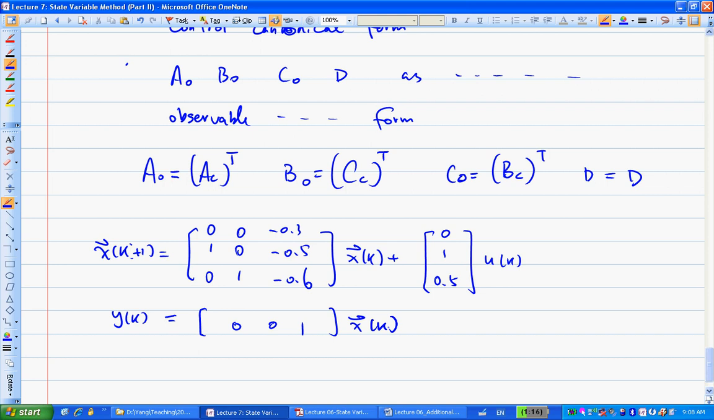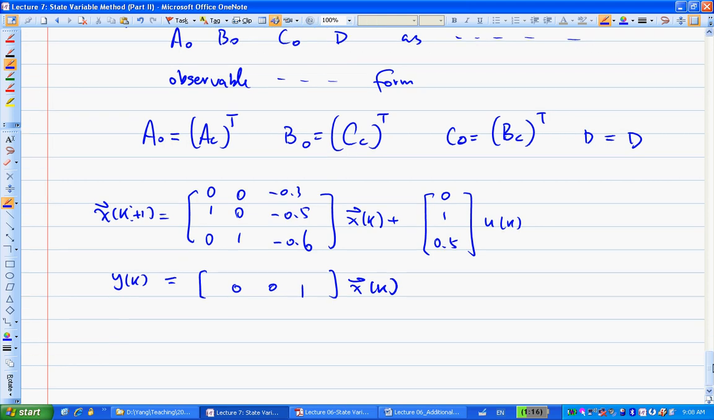The later lecture will explain why this is observable canonical form. As long as you can write the state space equation into an observable canonical form, the system is observable. The concept will be explained later. So this portion here gives us the so-called observable.